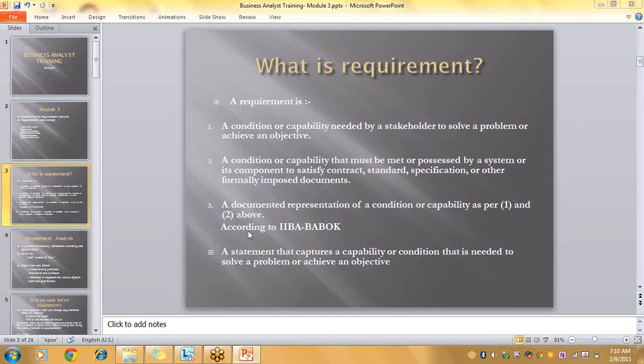So this is a statement. According to the IIBA, the International Institute of Business Analysis, with which we keep every piece of our work aligned, a requirement is a statement that captures a capability or a condition that is needed to solve a problem or achieve an objective.